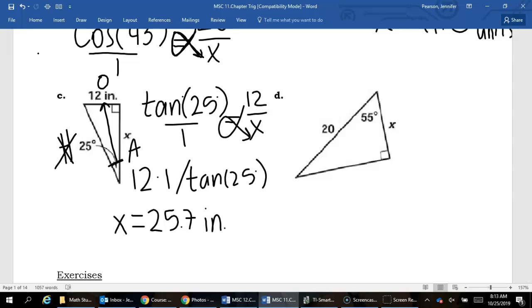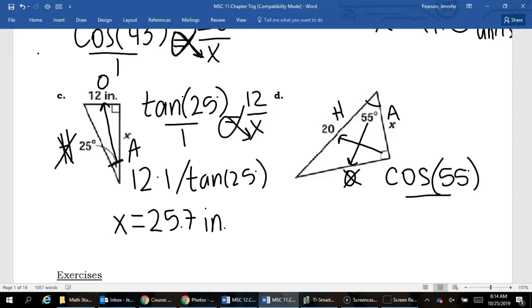And the last one: A, H, and O. H is across from the right angle. Opposite is across from the 55 degrees. Adjacent is the closest to the 55 degrees. The H has a 20. The A has an X. The O is blank. A and H are telling me to choose cosine. So CAHTOA. The cosine of 55 degrees. CAH is C-A-H, so I need the A on top, and I need the H on bottom.